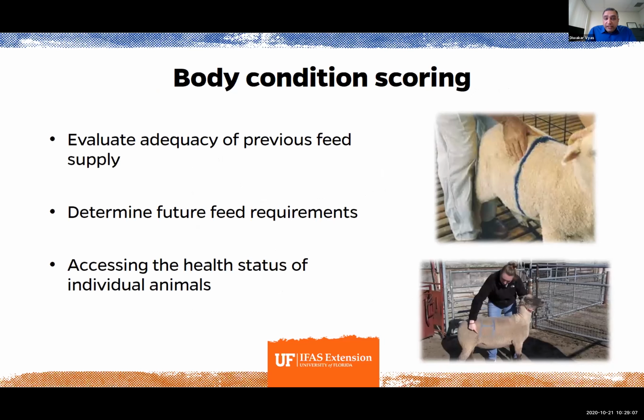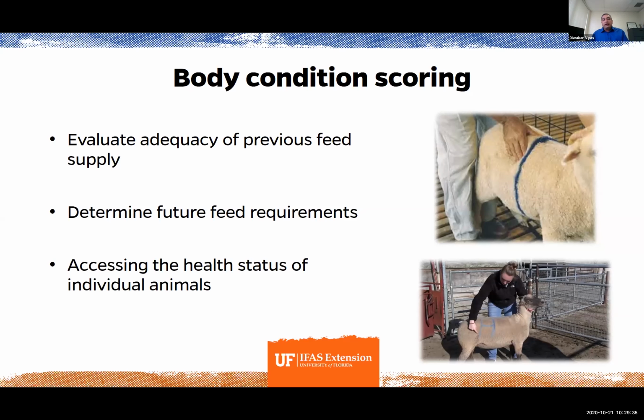So body condition scoring is one of the most important management practices that I think every producer should follow. If we are not weighing animals, if we are not balancing animals, if we are not formulating diets at the farm, but we still want to make sure that animals are getting enough nutrients, this is the tool we have to use.